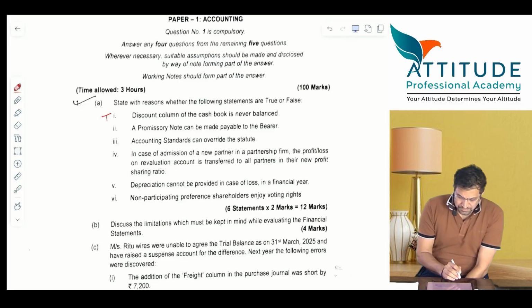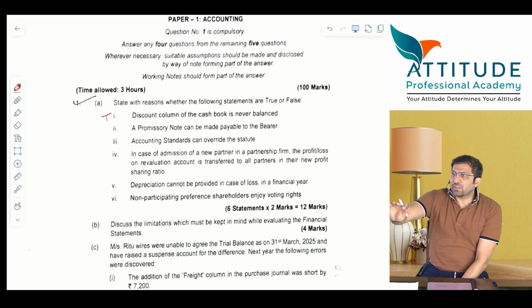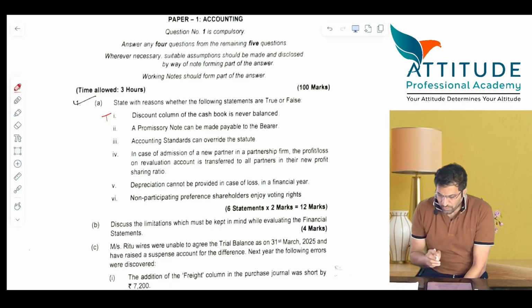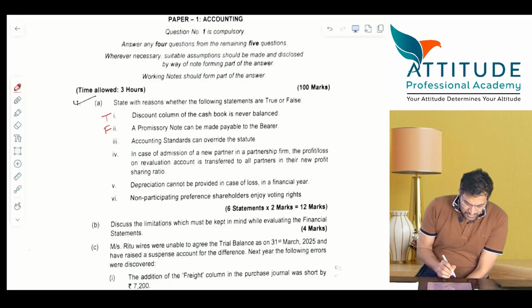Second one. You tell me. A promissory note can be made payable to a bearer. No. A promissory note made payable to a bearer, only RBI has the power. Currency note is a promissory note. Yes or no? So answer is false. False. This is false. Right there.